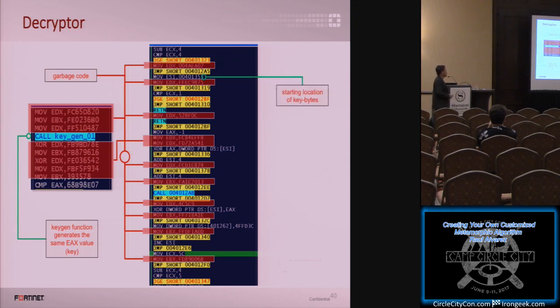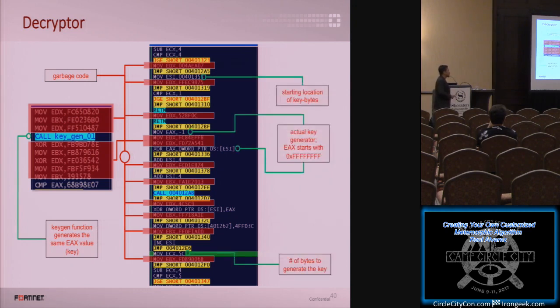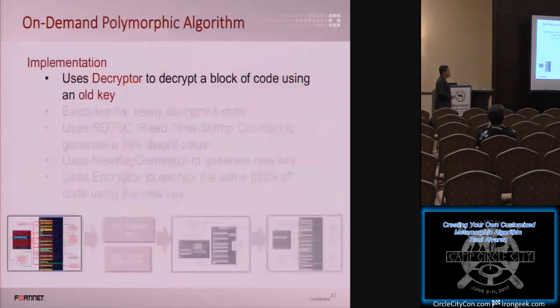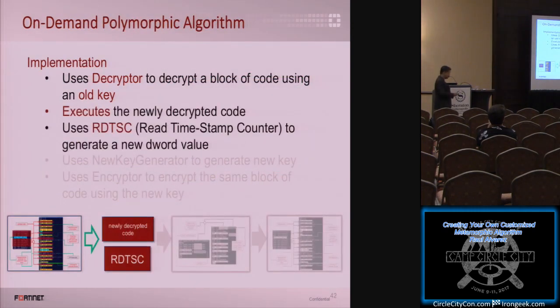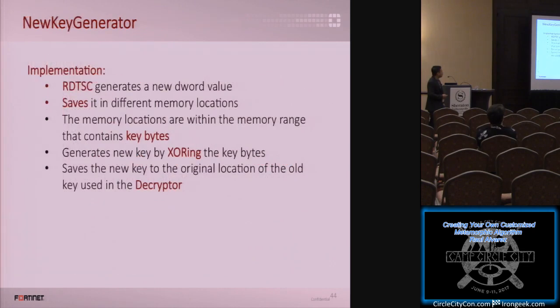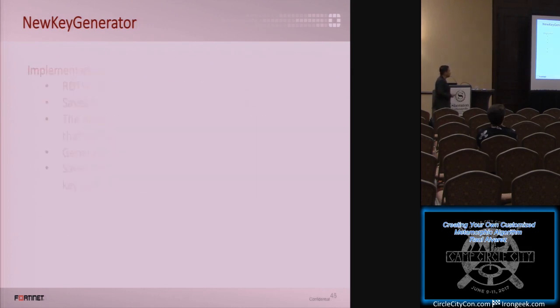And then this one generates the key. It decrypts the function, and then it executes the function. This is the actual XOR decryptor, and afterwards, it runs the execution. So it executes the newly decrypted code, and then it uses the RDTSC function. It gets the timestamp on that particular one for it to generate a new key. To generate the new key, all you have to do is use the RDTSC, save it somewhere, and then use the key bytes, and now it XORs back. It uses the same code.